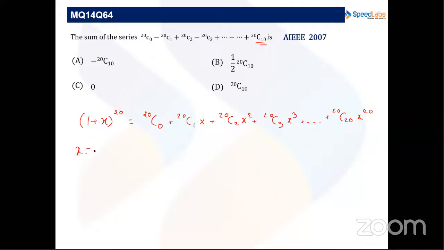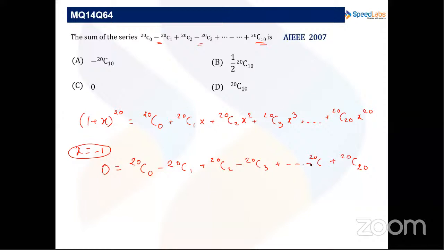If we put x equals to minus 1, why are we putting x equals to minus 1? Because we have a negative sign for all the coefficients whose power of x is odd. So putting x equals to minus 1, 0 will be equal to 20C0 minus 20C1 plus 20C2 minus 20C3 and so on up to 20C20. The term preceding it will be minus 20C19.